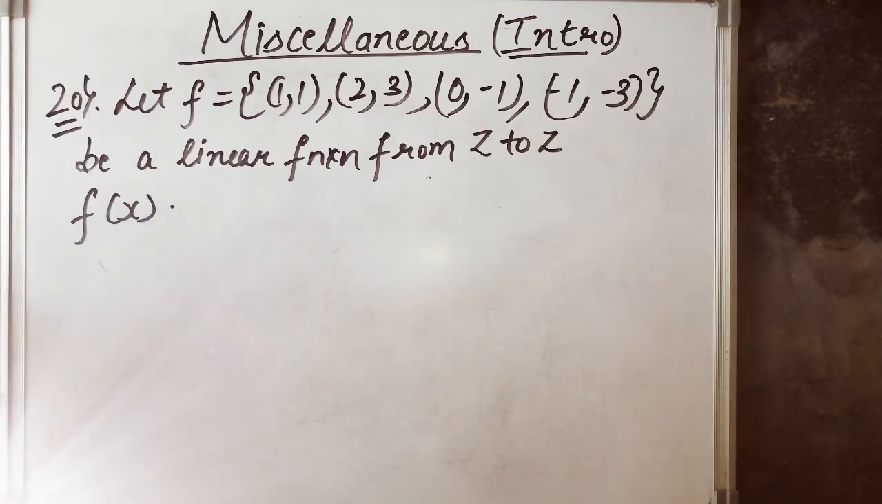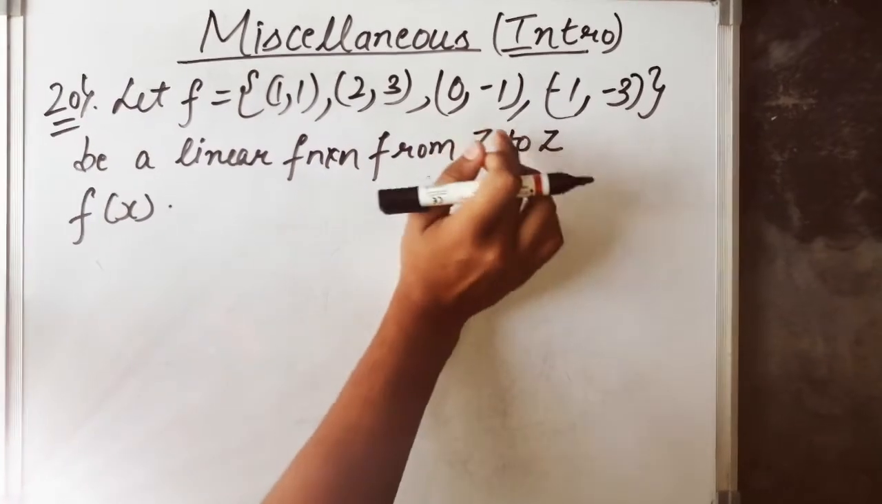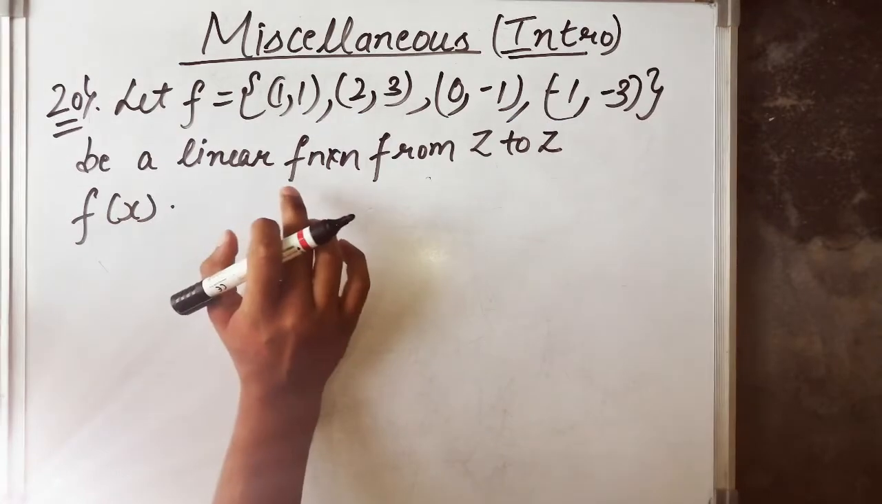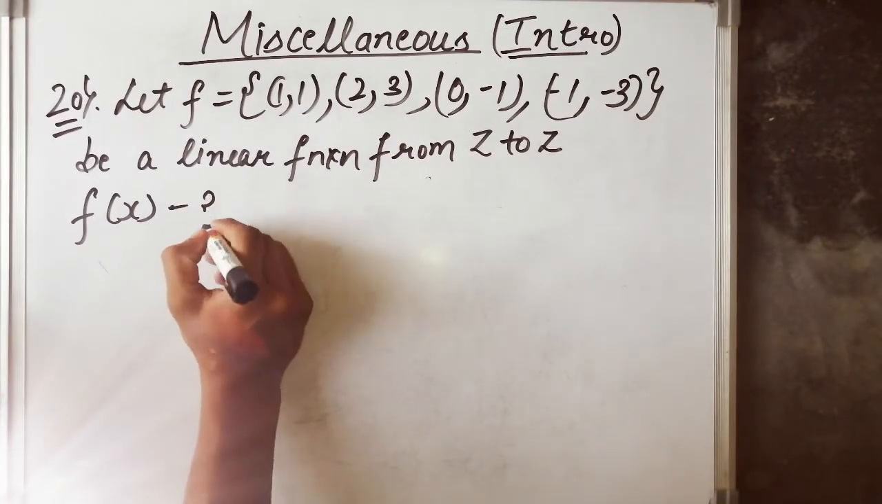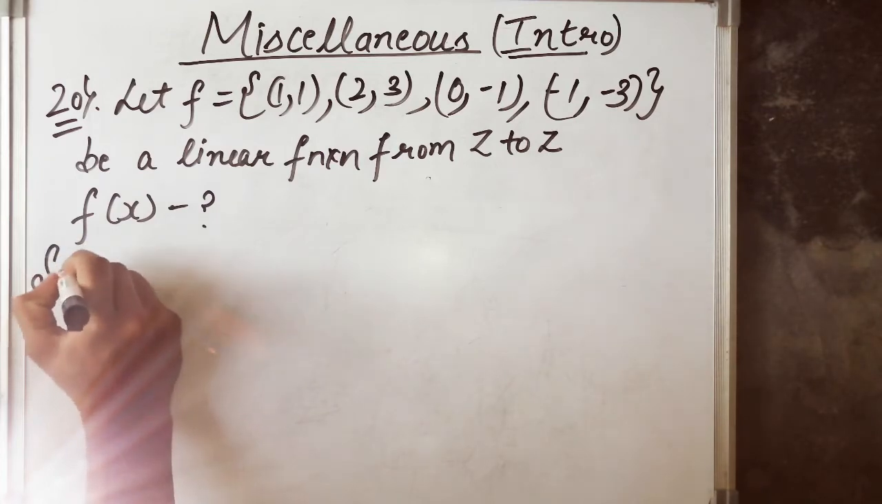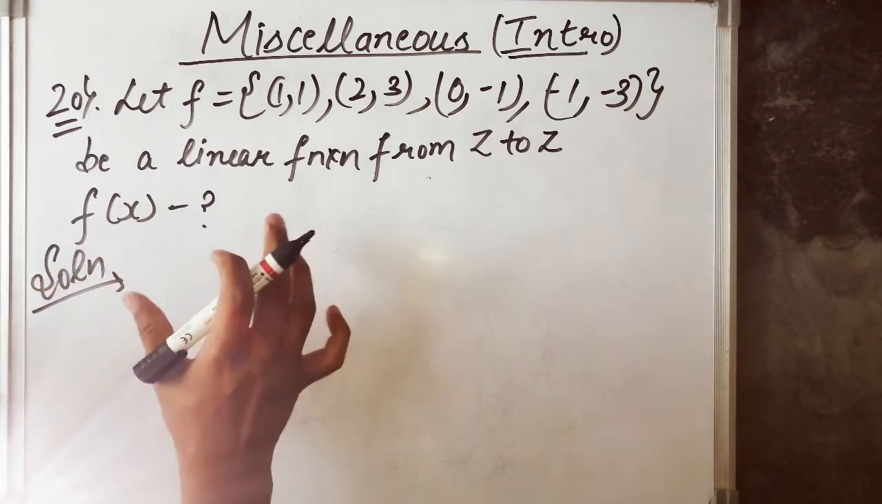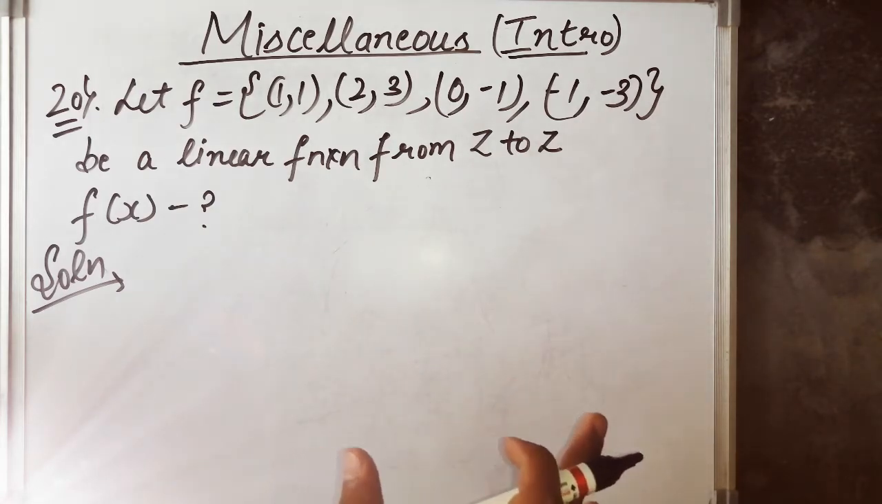Let's read out the statement once again. Let f equal to 1 1 2 3 0 1 0 minus 1 minus 1 minus 3 be a linear function from Z to Z. We need to find out f(x). Let's have a look at the solution. Since f is a linear function, we can say that f(x) is equal to mx plus c.